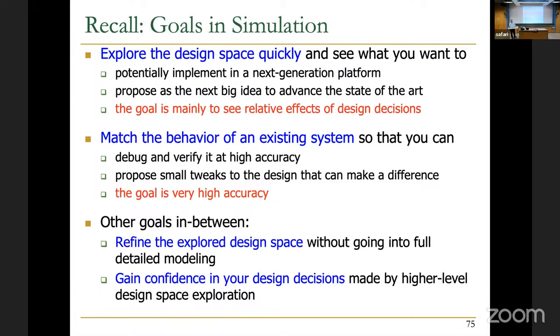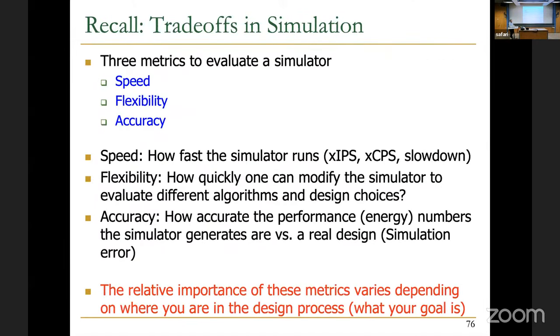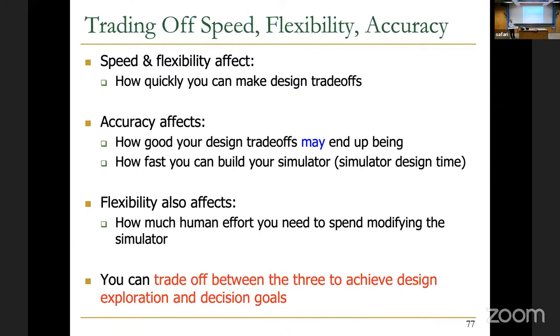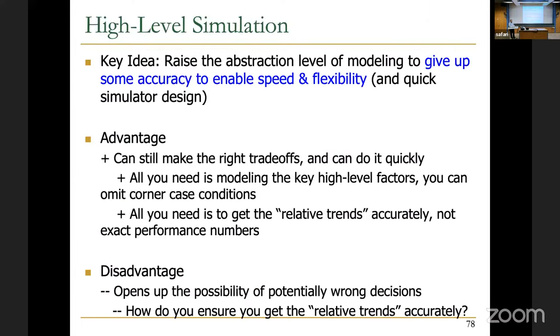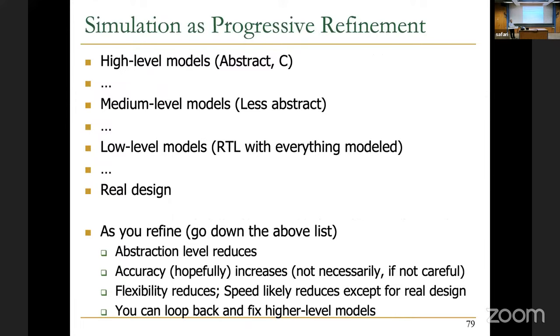These are some recall about the goals of simulation that I think we don't need to repeat again. We want to explore the design space quickly and also match the behavior of an existing system. There are also trade-offs between different simulators, like speed, flexibility, and accuracy, and how we trade off between them. And the reason that we need high-level simulation, which we already covered.